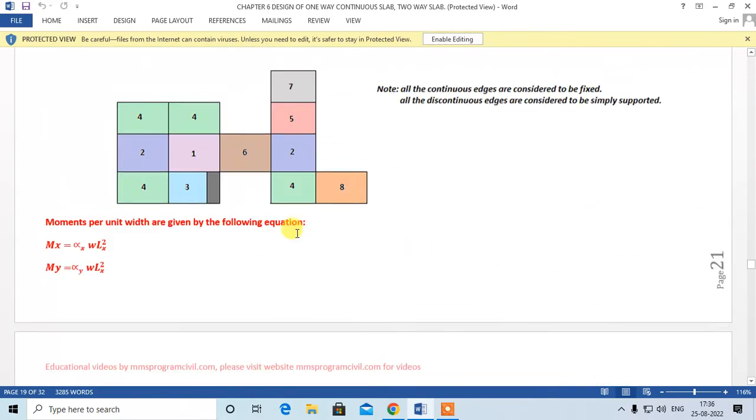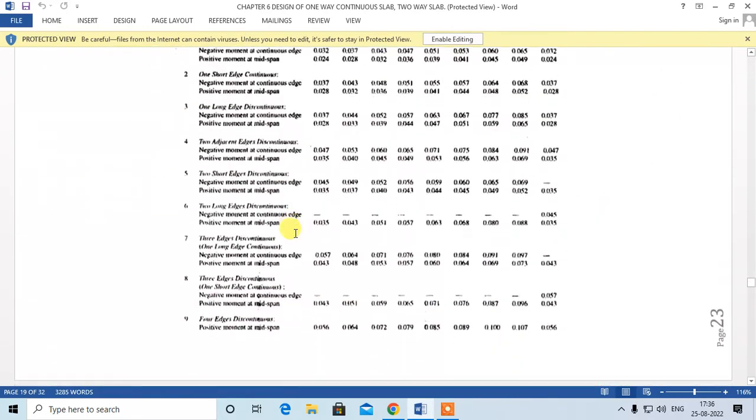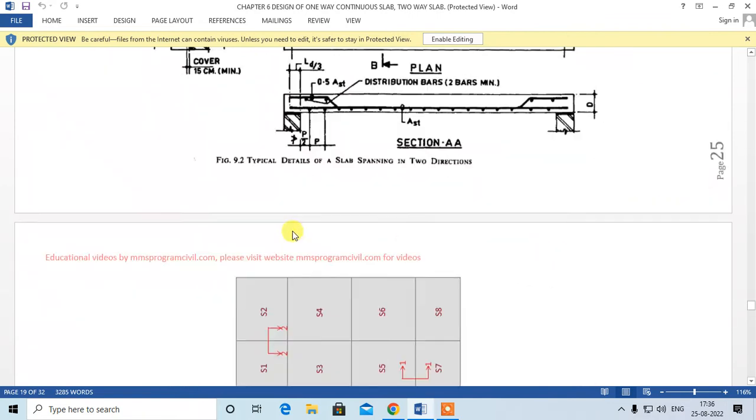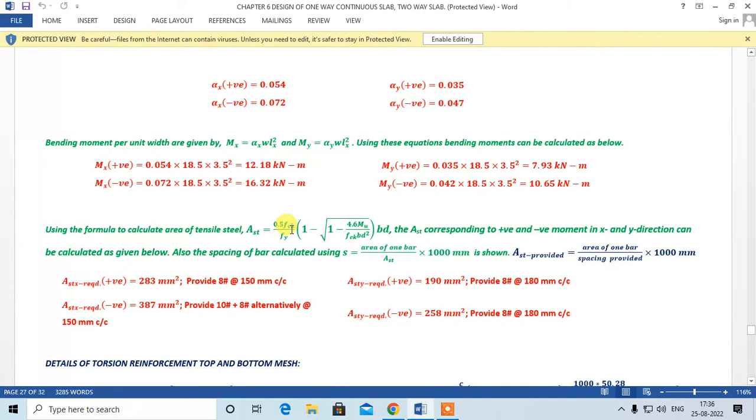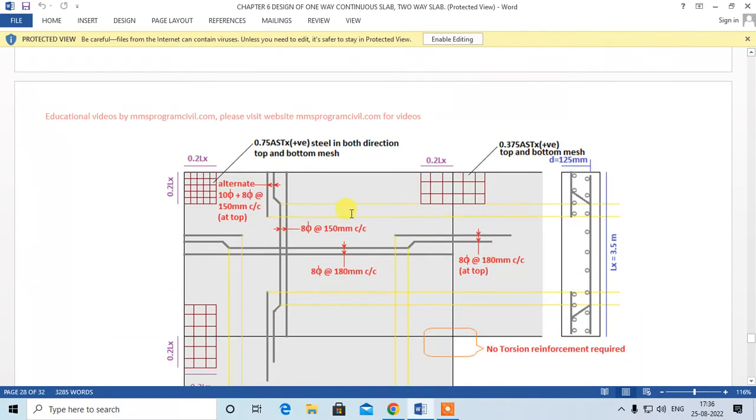So let me now come to the next step. Then we come to the edge where one edge is continuous, right? So what do we have to provide there? Now we are coming over here, right? So this is 0.2 Lx, this is 0.2 Lx, this is 0.2 Lx. The area of steel in this mesh should be 0.375 AST x positive, right? So you have to take the maximum of this positive or this positive.